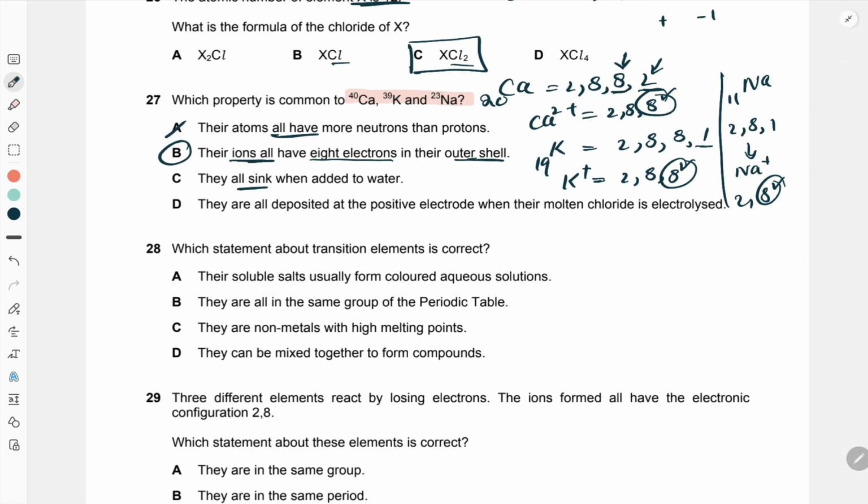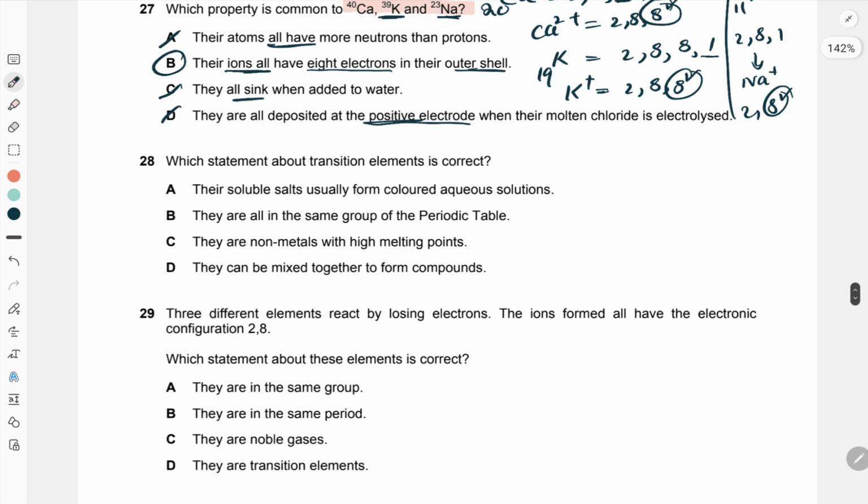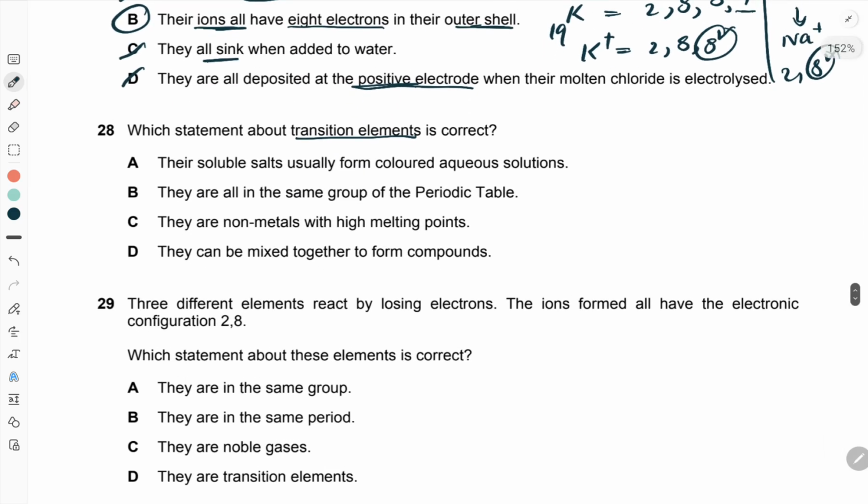No, they are group 1, sodium and potassium. They actually float on water, and they are never deposited on the positive electrode. They are deposited on the negative electrode. So this is also incorrect. Which statement about transition metals or transition elements is correct?